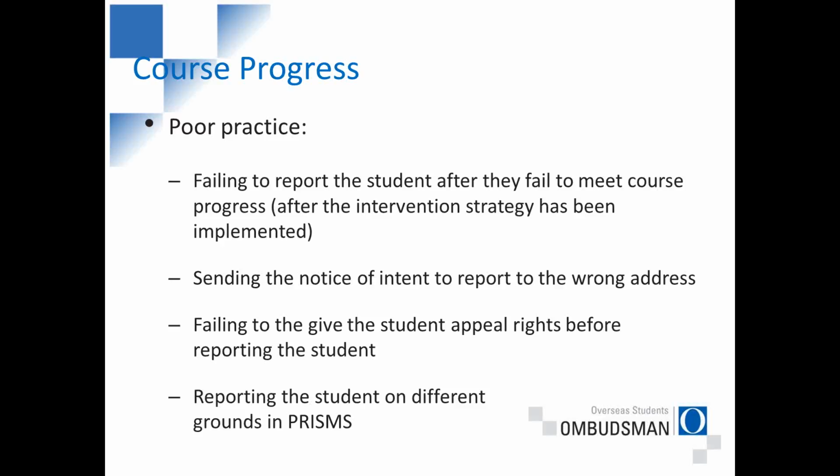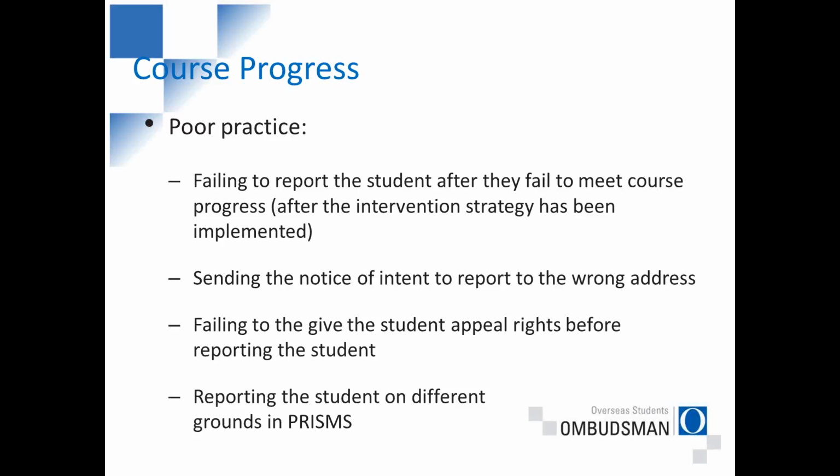Other mistakes include things like sending the notice of intent to the wrong address. So obviously the student has then missed out on their appeal rights because they don't know that they have the 20 working days to lodge an appeal. So that goes back to keeping records up to date. Obviously, you're only required to update the student's address when they notify you of a change. If they fail to notify you of the change, then it's not your fault if they don't receive the notice of intent to report if it is sent to the last notified email address or street address or postal address.